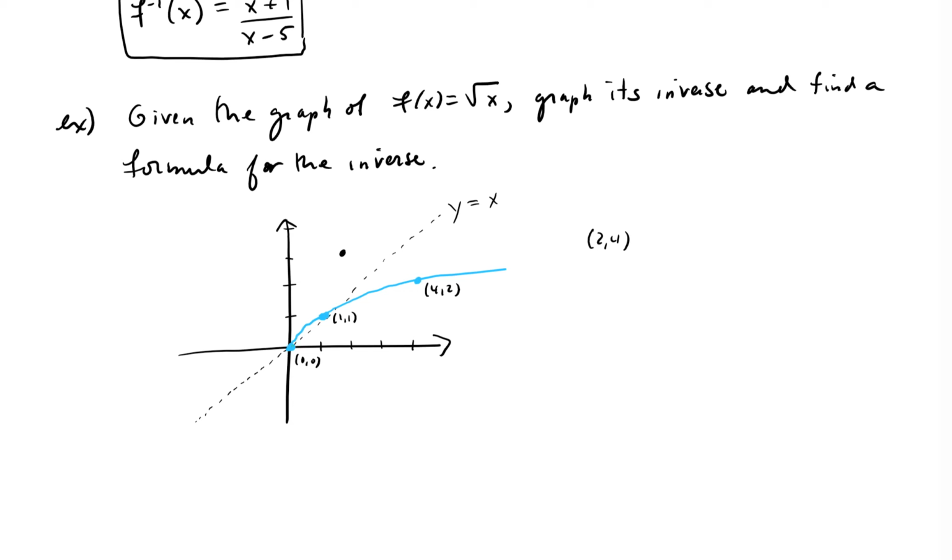So if I join those, of course now let's just reflect. The part that I reflect is now going to be below the line y equals x, and then it goes up like that. So this is the graph of the inverse.